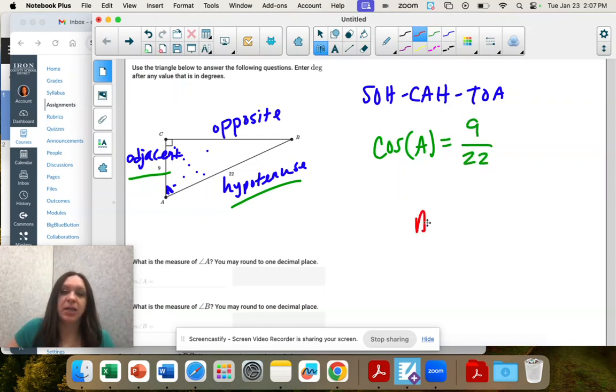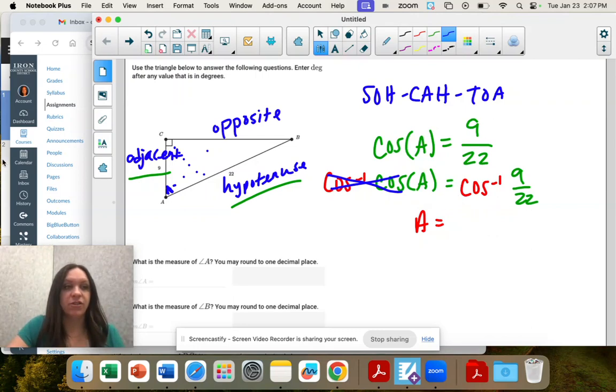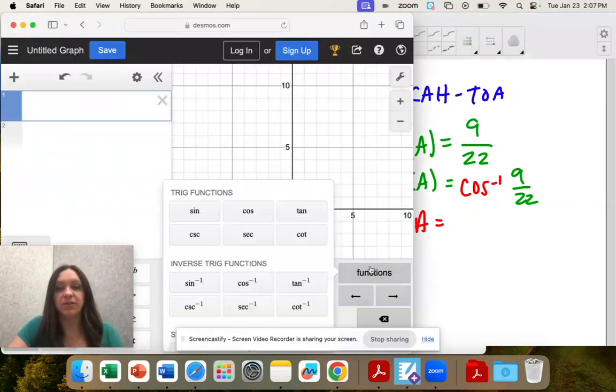But we want to get A by itself. So we're going to take inverse cosine of both sides. So we have inverse cosine of A, and then inverse cosine of 9 over 22. These cosines are opposite. They go away. We're just left with A, and then inverse cosine of 9 over 22.